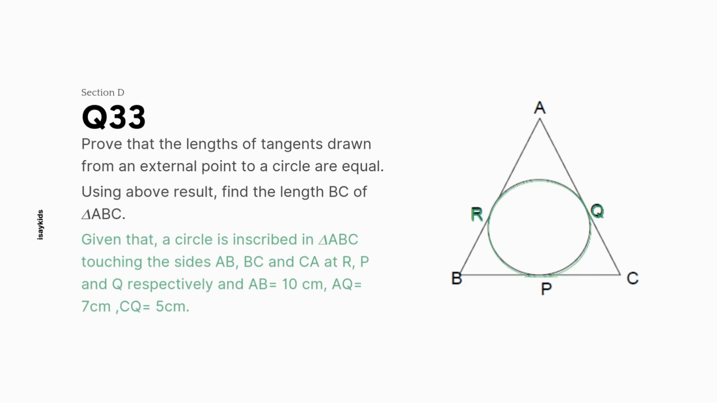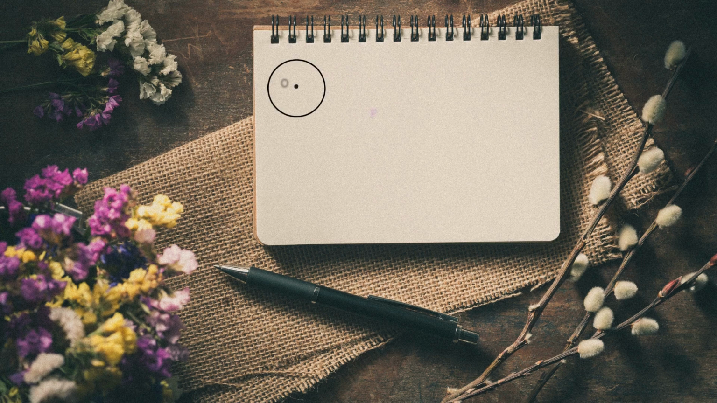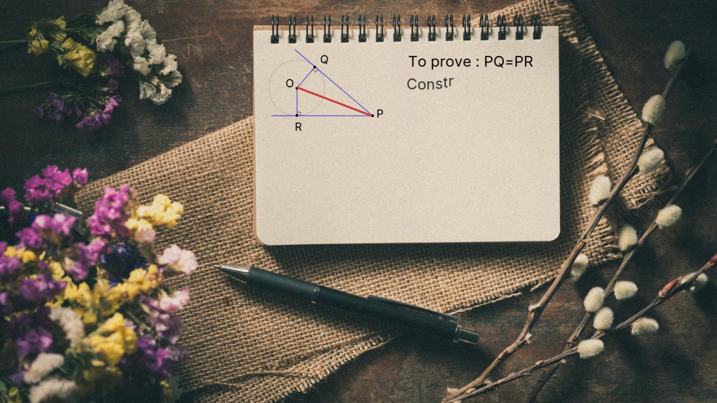First we have to prove that the lengths of tangents drawn from an external point to a circle are equal. Here is a circle with center O and external point P. Two tangents, PQ and PR, are drawn. We have to prove that PQ is equal to PR. So our construction would be to join radius OQ and OR and also join O to P.